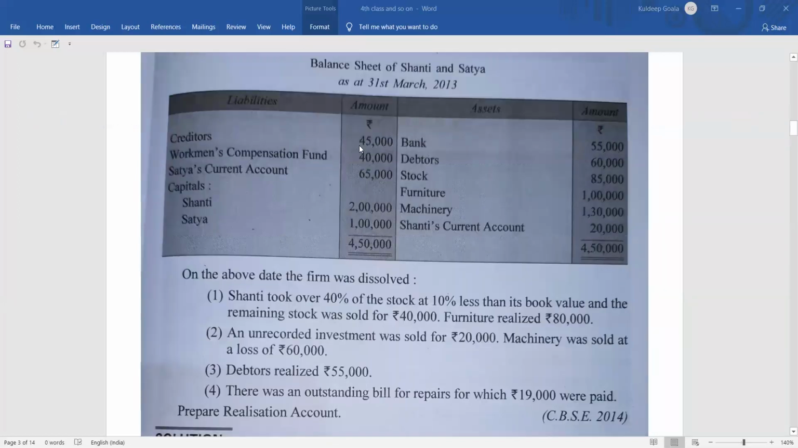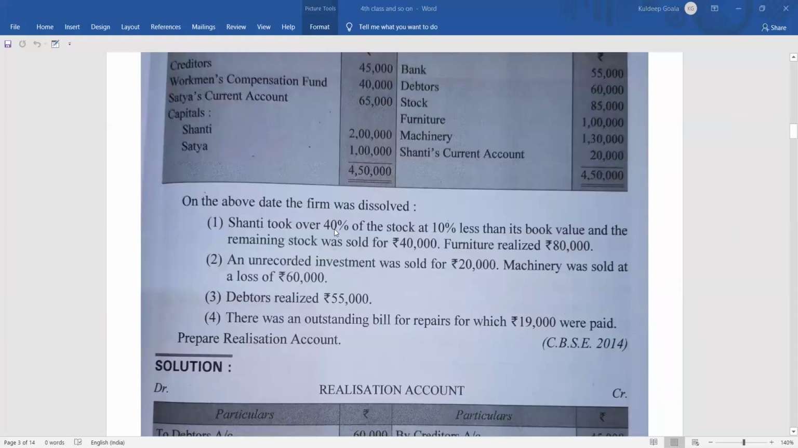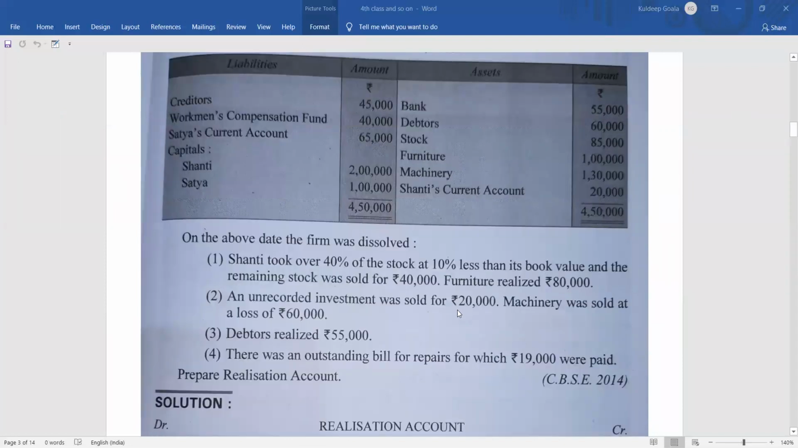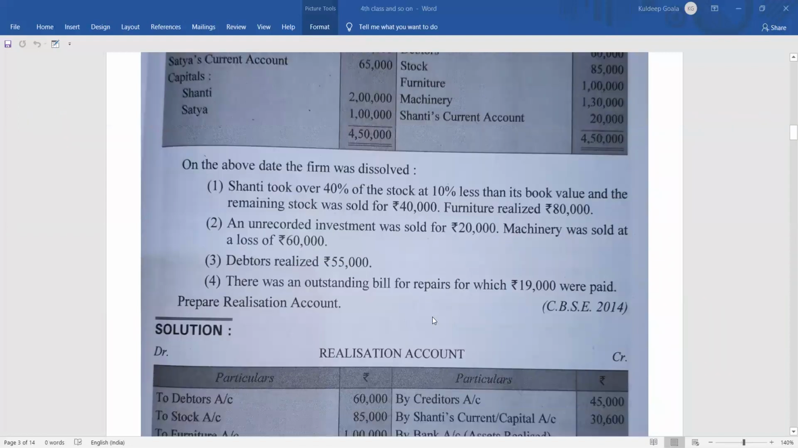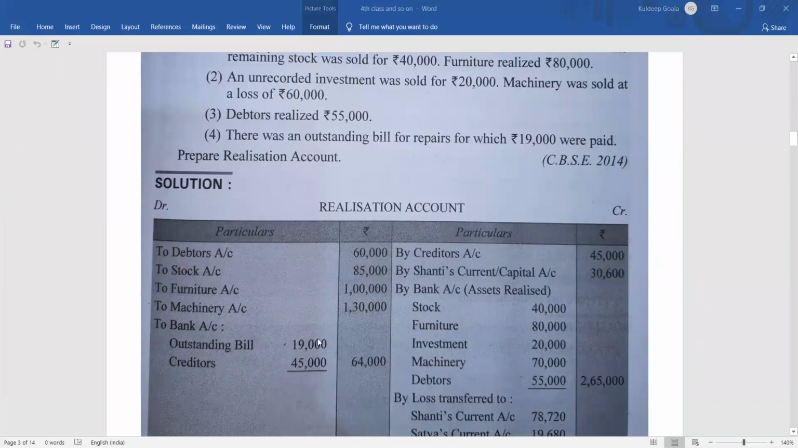Look, understand carefully about the creditors. Nowhere has anything been told about creditors here. There is no information about whether payment has been made or not. So in that case also you have to pay the creditors. Why? Because it is a liability, whether there is information or not you have to pay it. So creditors will be paid at 45,000, right? So how to pay it? Realization account debit to bank account, creditors 45,000, and the bill also you can pay together, 19,000. That is why you can see the realization account debit side is to bank account.